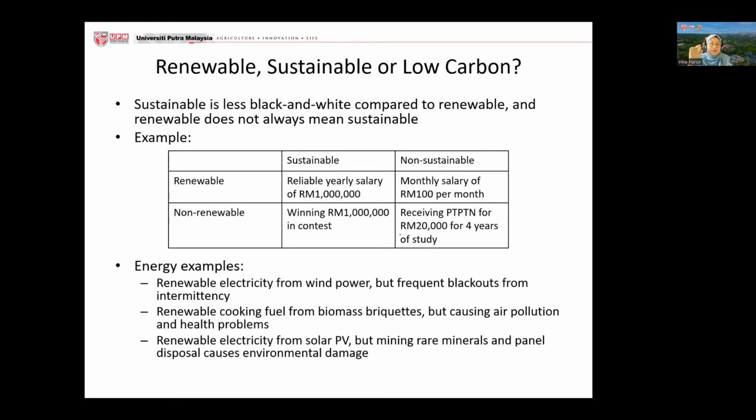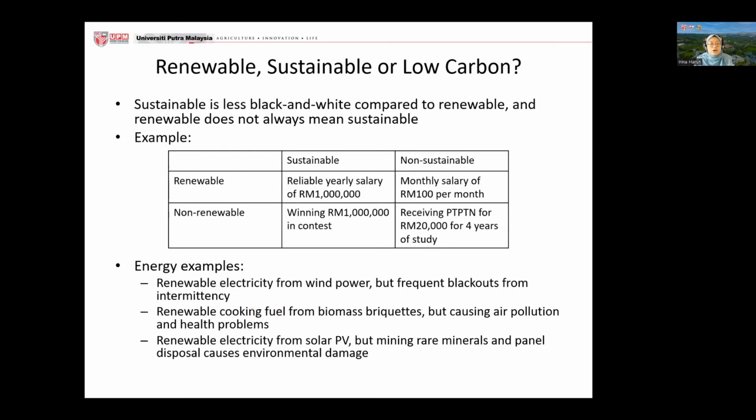But if we think about this in terms of energy, take wind power. Wind power is renewable, tapi it's intermittent. Sometimes when there's no wind or the wind speed is very, very low, it may come to a point where the energy generated is not enough. Meaning that it is renewable, but it's non-sustainable.